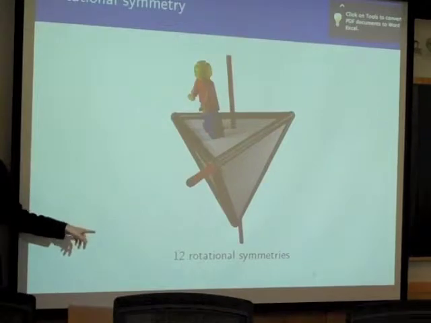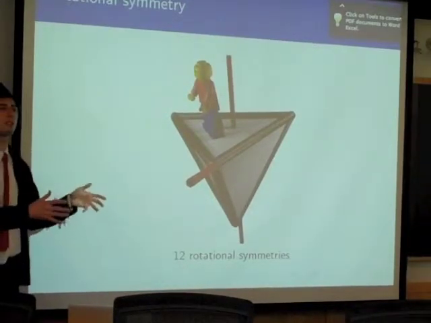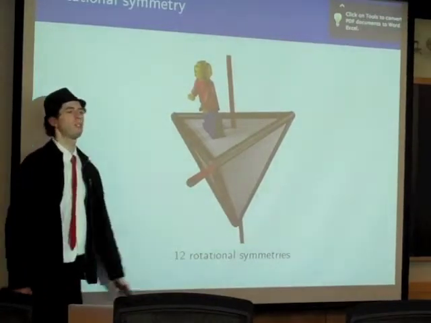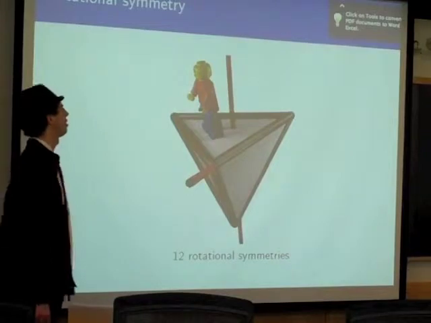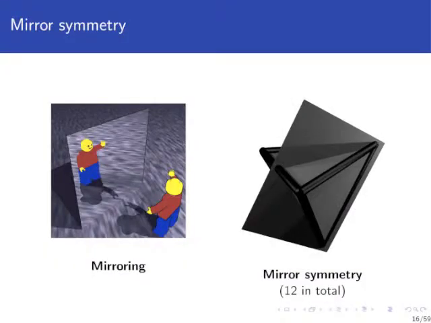One of these transformations is trivial because it just takes the tetrahedron and leaves it in place. So one is just the identity. But 11 are non-trivial, and you count all of them to get a group of symmetries. So it has 12 symmetries. And then on top of these 12 rotational symmetries, there are actually 12 mirror symmetries.